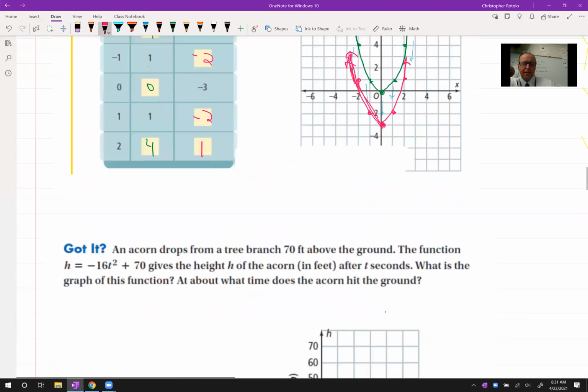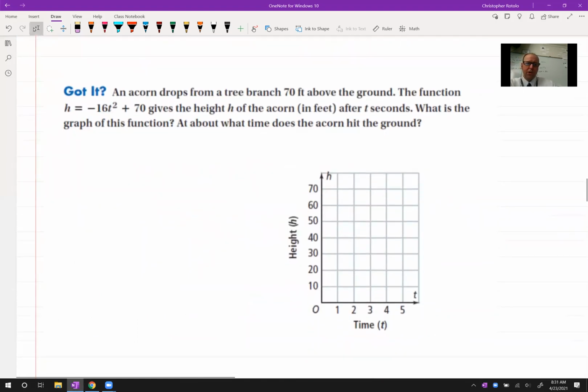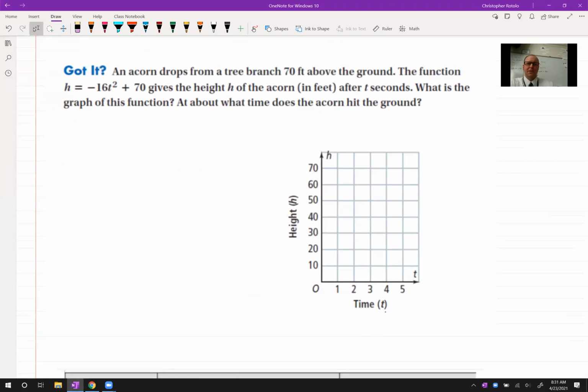All right, what do we got here? Let's get to an acorn drops from a tree branch. Oh, a bunch of squirrel problems here. I don't know what's going on. So here's the equation. What's it say? What's the graph at the time it hits the ground? Okay, so it's about time, right?